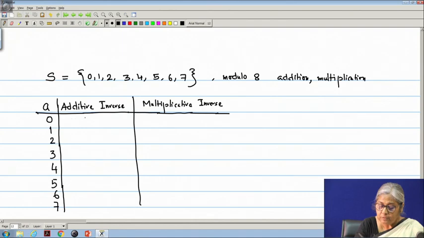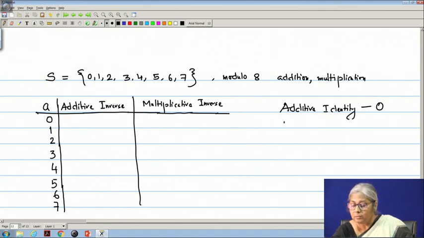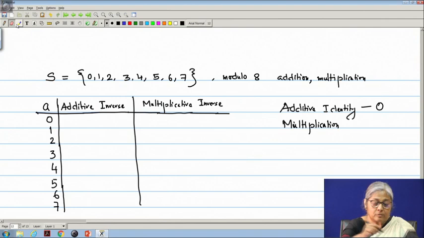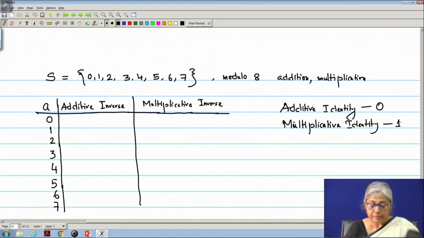Then what we have seen? The additive identity is 0, and my multiplicative identity... You must remember that we are taking modulo 8 operation. Multiplicative identity is 1, that we have seen earlier. Multiplicative identity is 1 modulo 8, that is 1.